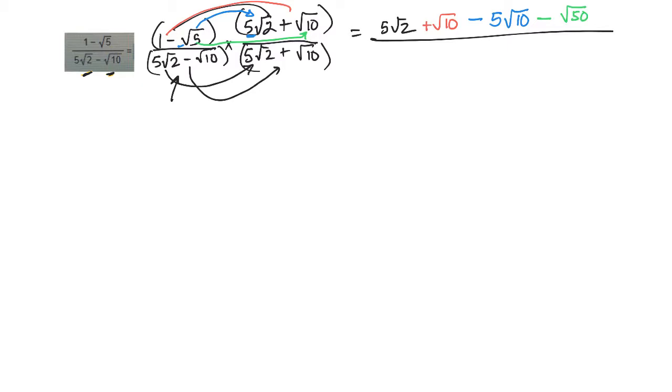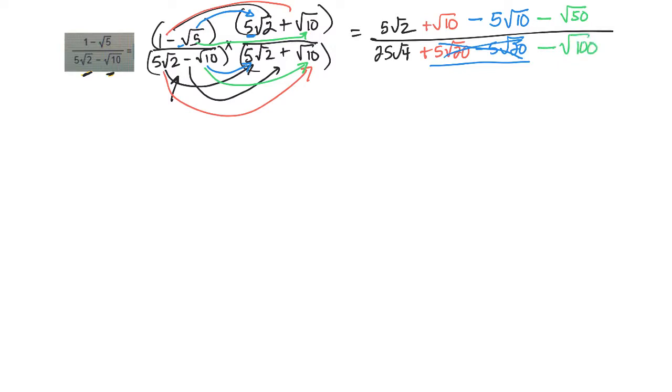5 root 2 times 5 root 2 will be 25 root 4. And then this times this would be a positive 5 root 20. And then this times this would be a minus 5 root 20. I'm liking where that's going. Those will cancel. And lastly, negative root 10 times positive root 10 would be a negative root 100. Oh, okay, looks like there's going to be lots of simplifying here.